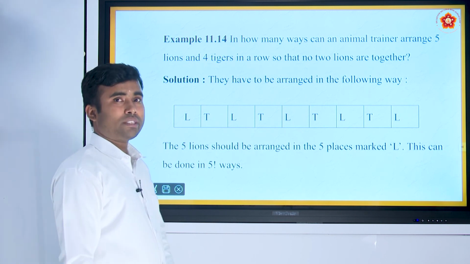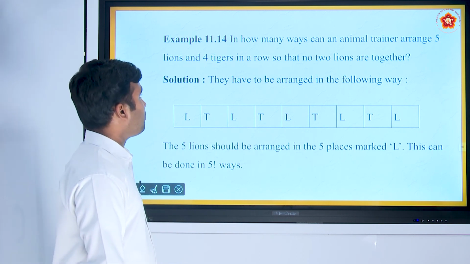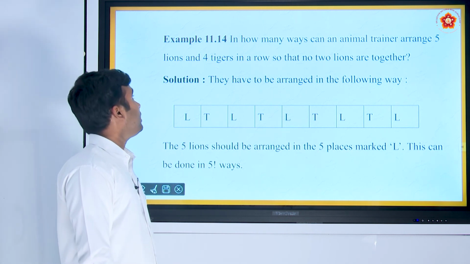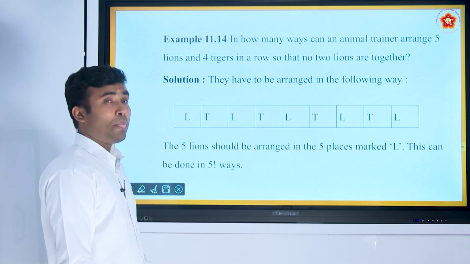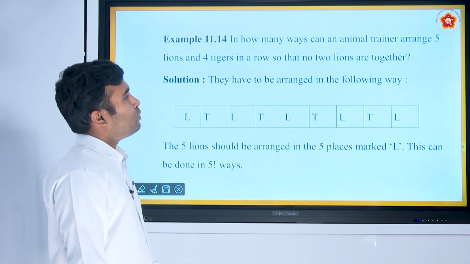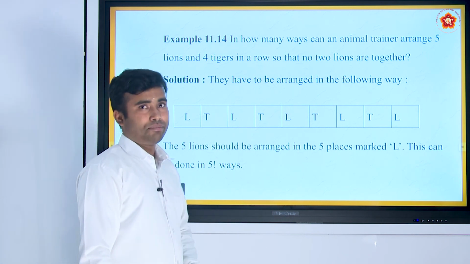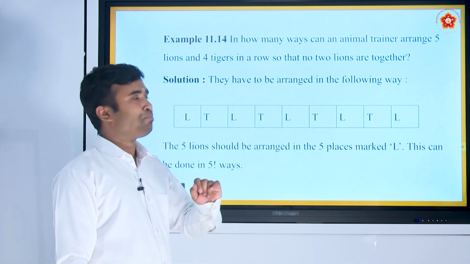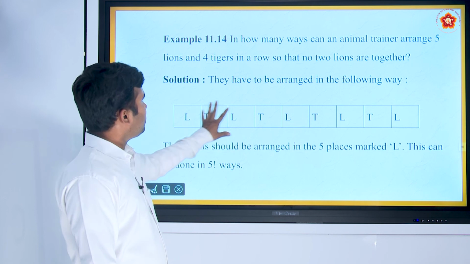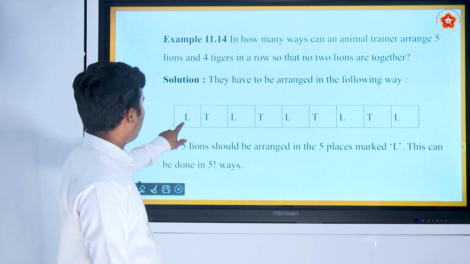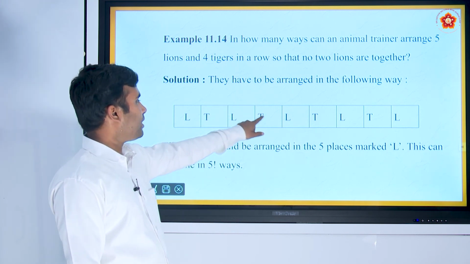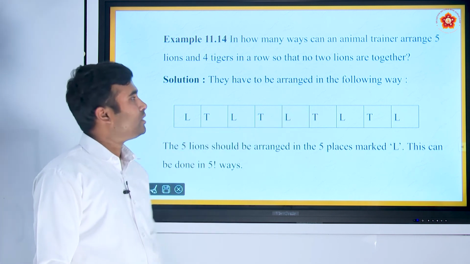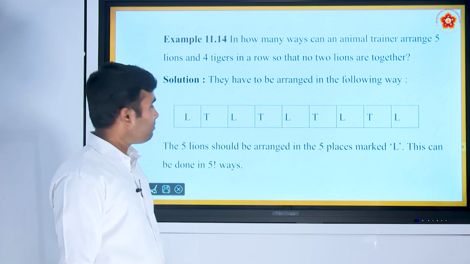Now let's move on to another example: in how many ways can an animal trainer arrange 5 lions and 4 tigers in a row so that no 2 lions are together? Here the condition is that no 2 lions should be together. See here, these are the cages I can take: lion, tiger, lion, tiger, lion, tiger, lion, tiger, lion, because the condition is that no 2 lions are together.